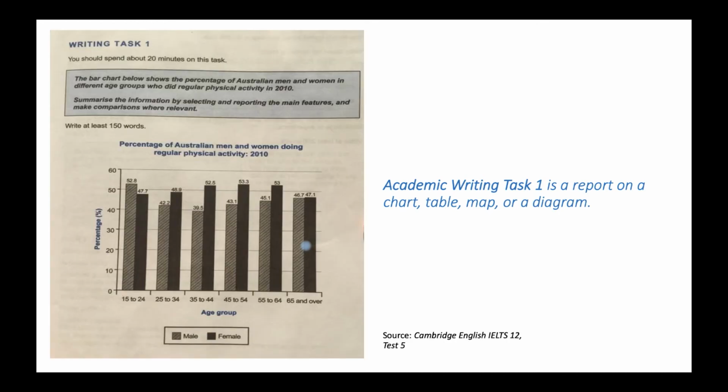So, Academic Writing Task 1 is a report on a chart, table, map, or a diagram. Here you can see a sample writing task 1. It comes from Cambridge English IELTS 12, test 5. And it reads, you should spend about 20 minutes on this task. So the bar chart below shows the percentage of Australian men and women in different age groups who did regular physical activity in 2010. Summarize the information by selecting and reporting the main features and make comparisons where relevant. Write at least 150 words.